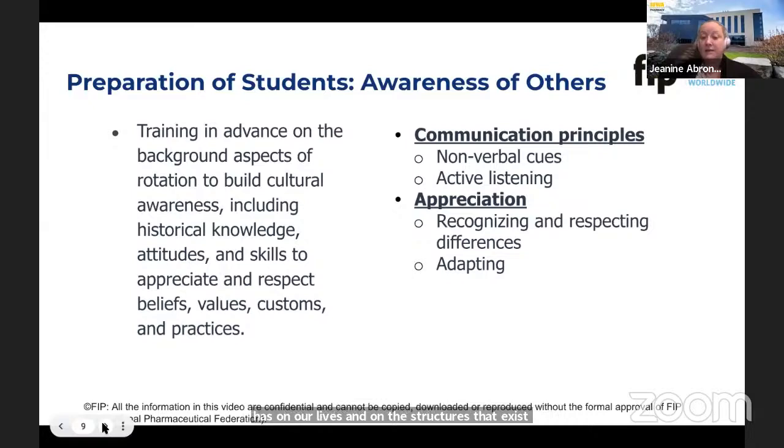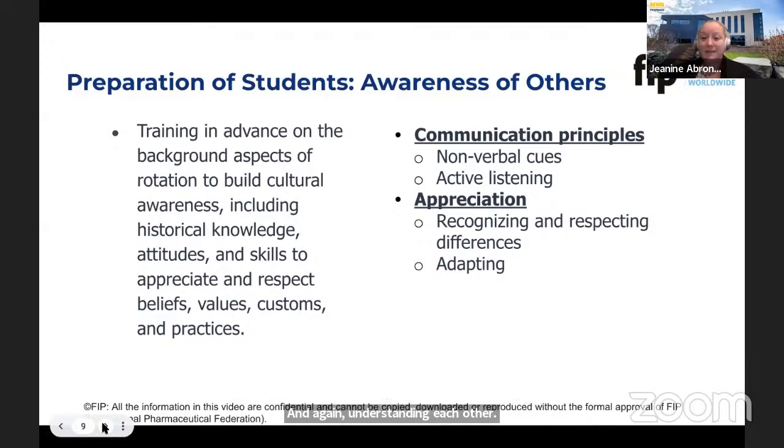Thinking about, again, the development of those attitudes and where those attitudes come from, or where those health beliefs come from, making sure that our services think about the beliefs, values, customs, and practices that we practice in our day-to-day. And again, understanding each other.